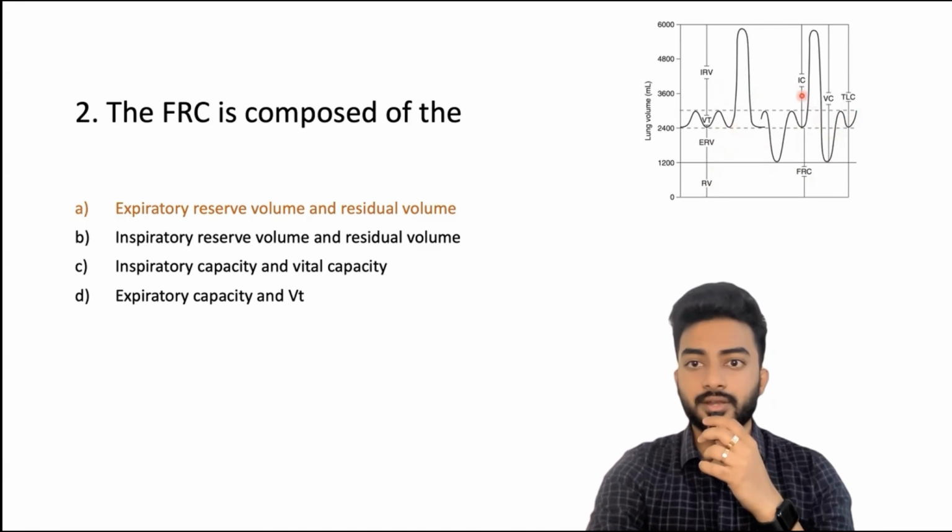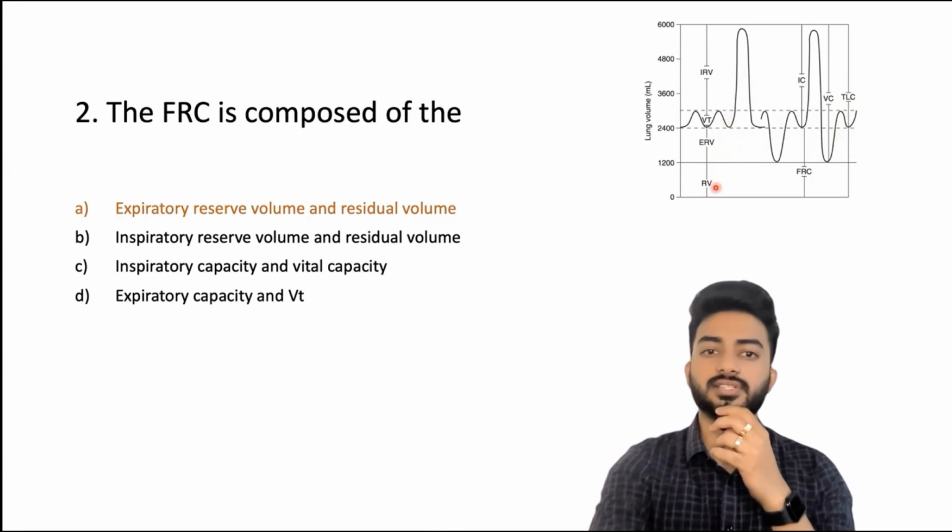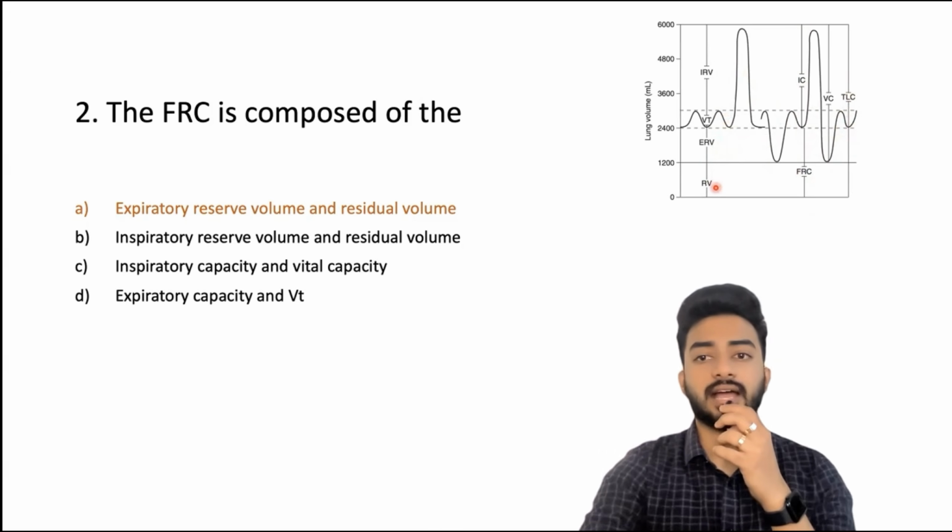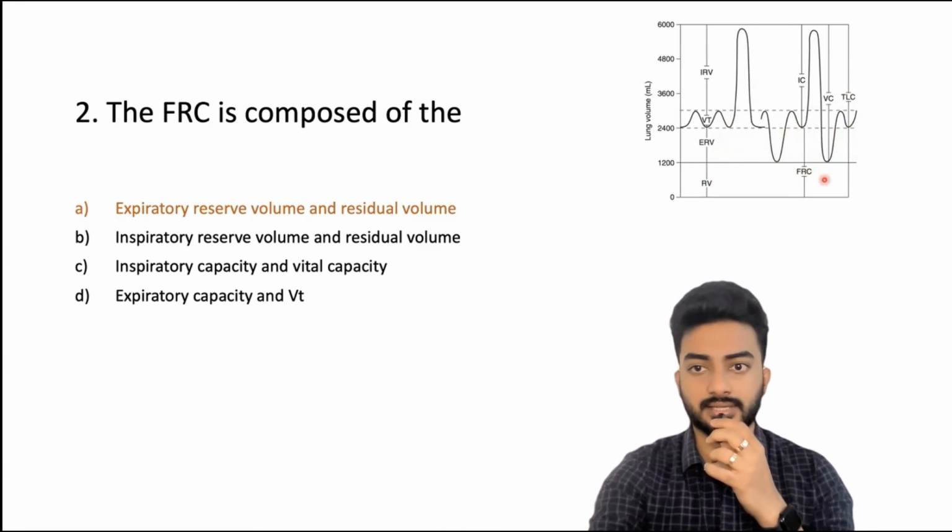So if we combine all these volumes, it will give the total lung capacity, that is IRV plus tidal volume plus ERV plus residual volume. So the answer for this is FRC is composed of expiratory reserve volume and residual volume.